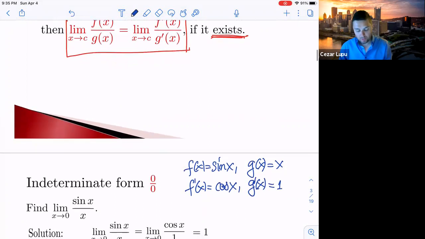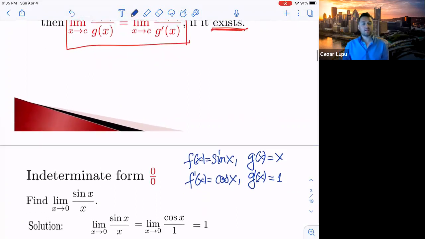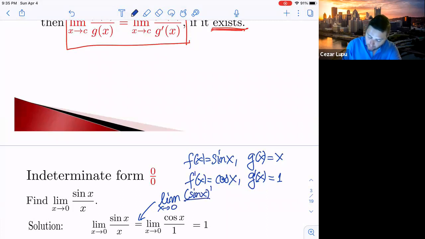So we will see that the limit as x approaches 0 of sine of x over x will be the limit as x approaches 0 of sine prime of x over x prime. Well, sine of x prime is cosine and x prime is 1, so the limit is 1. Finally, we proved this.